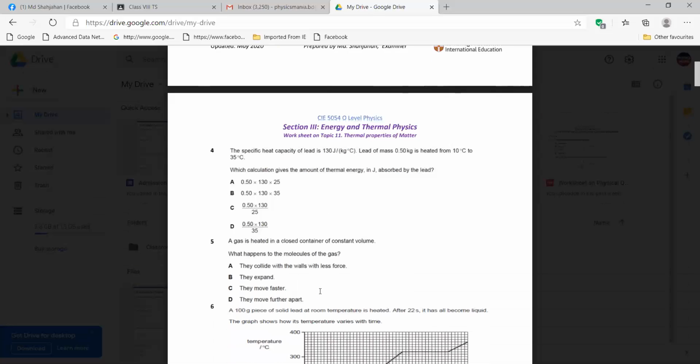Okay, then what is the answer of 5? So they will move faster. Okay, they will move faster. They move further apart. In which condition will the answer be D? If the container is opened. If the container is open, right?